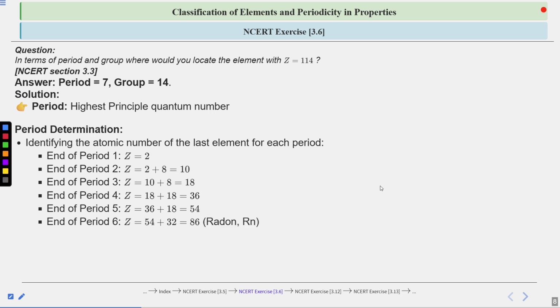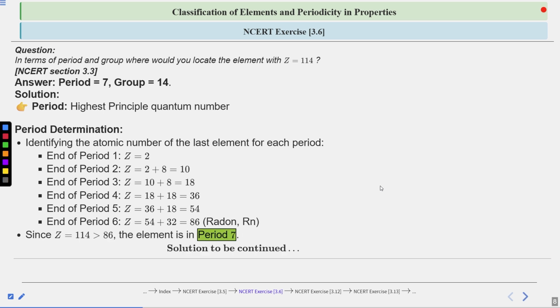Moving on to group 6. So first is 2, then 8, 8, 18, 18, then 32. So 54 plus 32 means up till 86 atomic number is possible till group 6. What is the last period? It is group number 7. As soon as you move to group 7, you will encounter the atomic number which is greater than 114, which is 118. So there are 118 elements up to period 7.